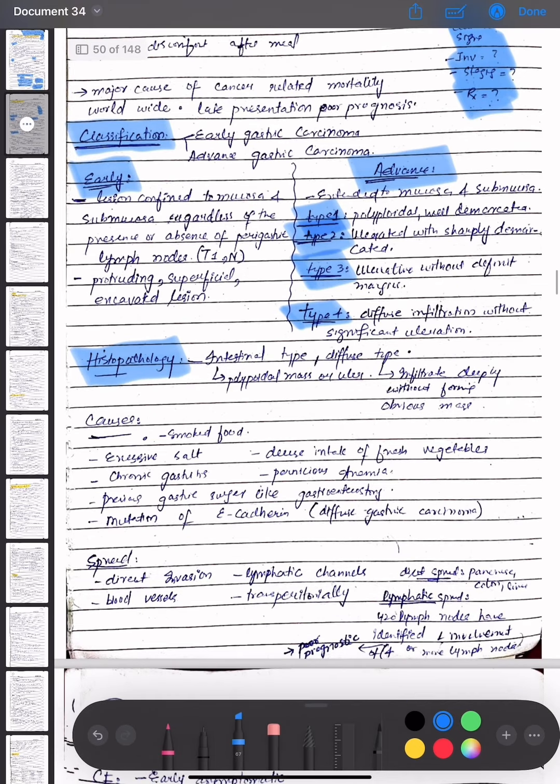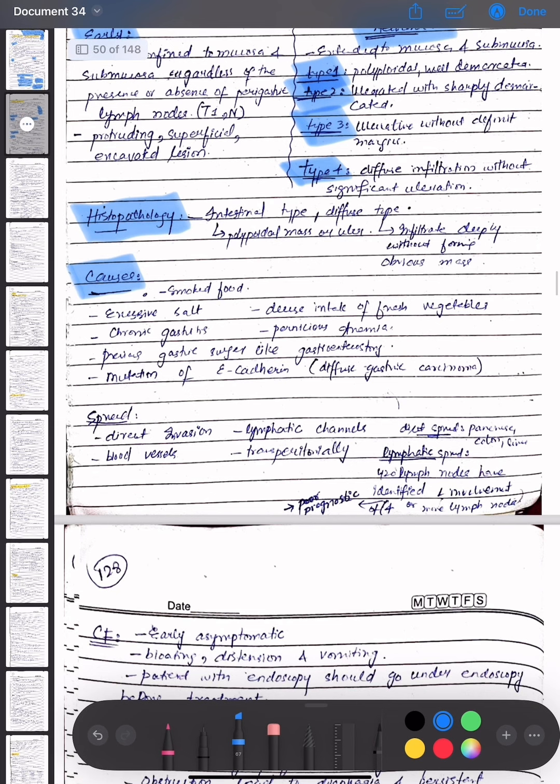Now, what are the causes? These are smoked food, excessive salt, chronic gastritis, previous gastric surgery like gastroenterostomy, mutations of E-cadherin, decreased intake of fresh vegetables and pernicious anemia. These are the causes of the carcinoma. Now, what are the spread options? These are direct invasion, lymphatic channels, blood vessels and transperitoneal spread. Direct spread is to the pancreas, colon and liver, and lymphatic spread is through lymph nodes. Involvement of more lymph nodes is a poor prognostic sign.